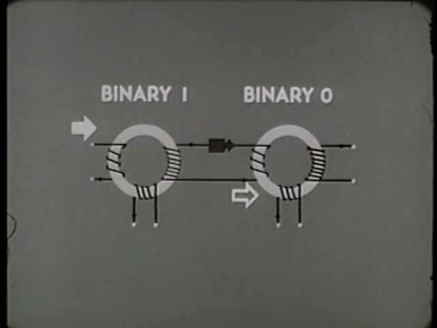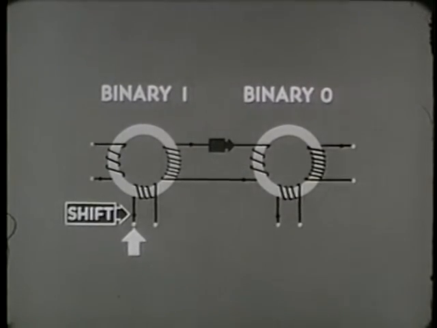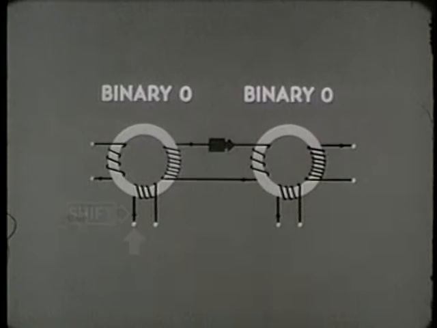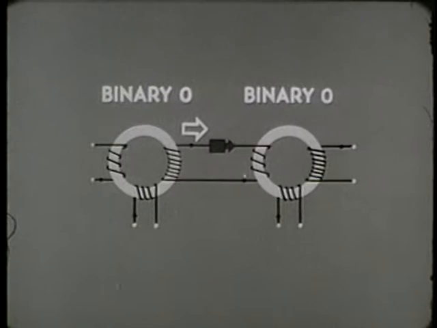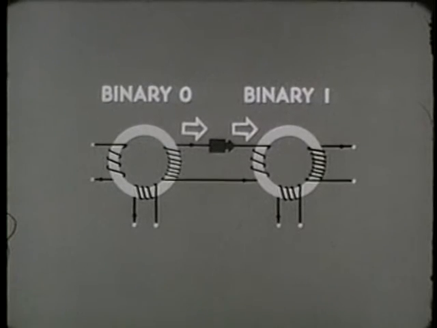We can hold the binary 1 in the first core as long as we wish. When we're ready to transfer it out, we send a pulse of current into the dot side of the shift winding, and 3 things happen. The first core switches to 0. Current flows out of the dot side of the first core's output through the one-way device and into the non-dot side of the second core's input. And the second core switches to 1. We have now transferred a binary 1 from the first core to the second and controlled the time of the transfer to the exact moment we want it.